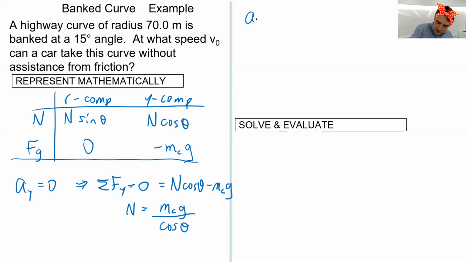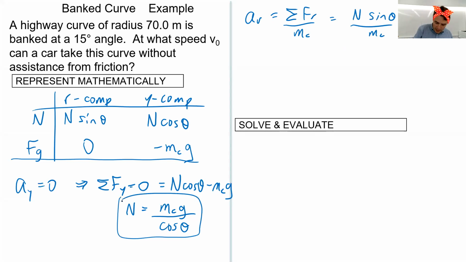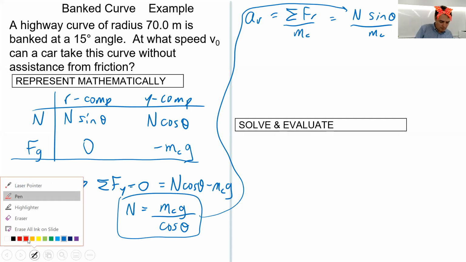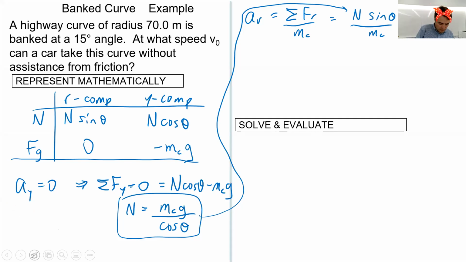Then the next thing is that you say A sub R, which is equal, there's two equations from Newton's second law. It's the sum of all the forces in the R direction divided by the mass of the car. So that's just going to be n sine theta divided by the mass of the car. So I can take this n and plug it in over here since we've solved for it. So this equals mass of the car times g times sine theta divided by mass of the car times cos theta. And at this point, the two masses cancel. Doesn't depend on the mass of the car. Interesting.